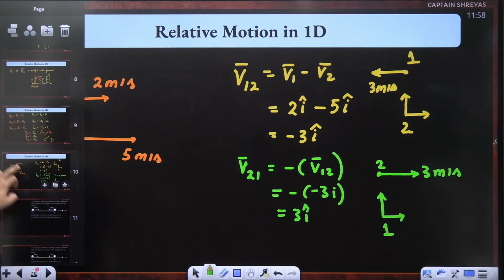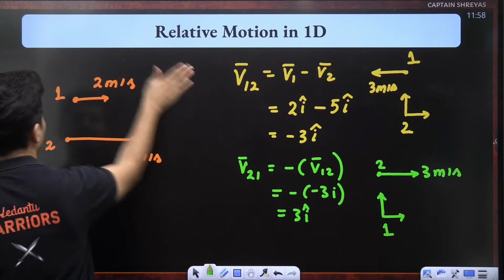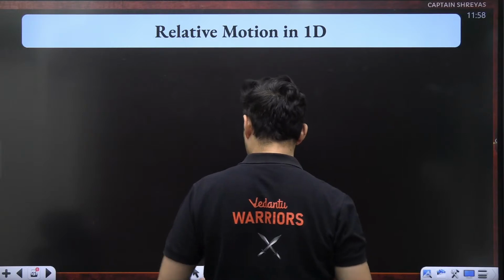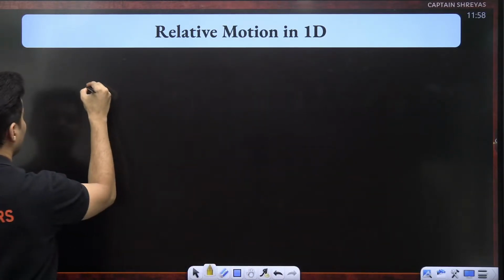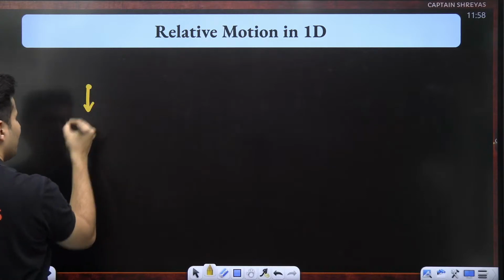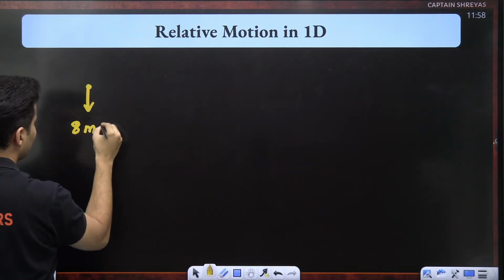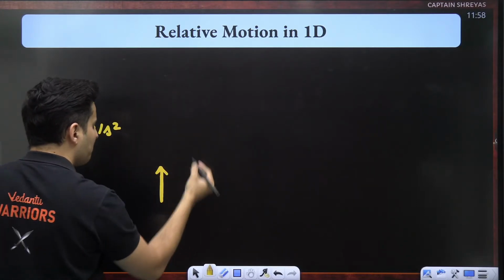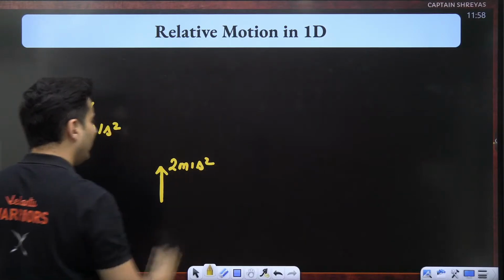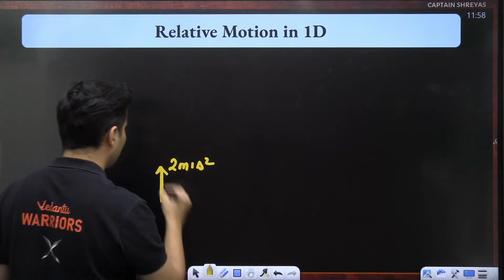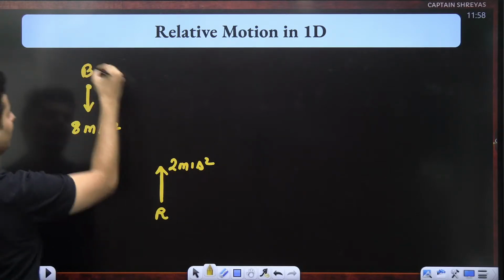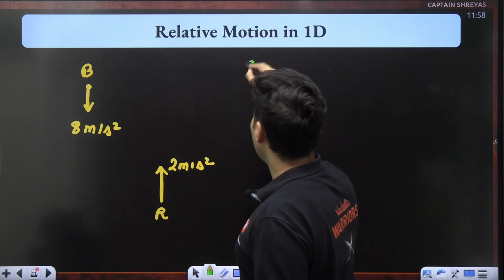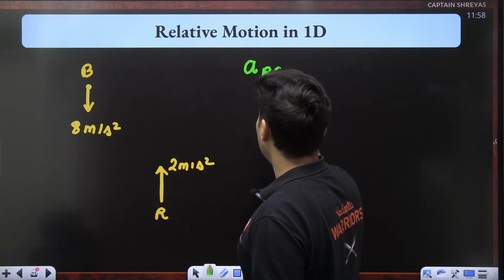The same thing can also be applied for accelerations. Let me show you an example of that as well. Imagine some ball is falling because of some air resistance at 8 meters per second square, and there is a rocket which is flying up, maybe at 2 meters per second square. So this is your rocket, this is your ball, and somebody asks you, what is the acceleration of the rocket with respect to the ball?